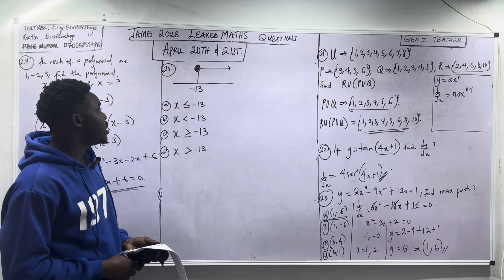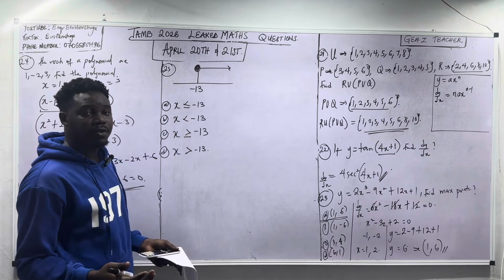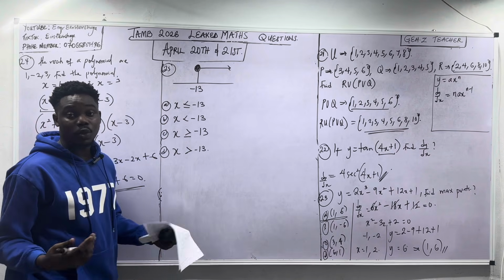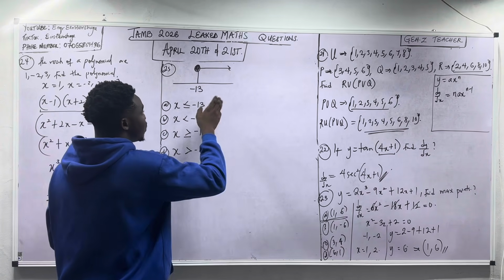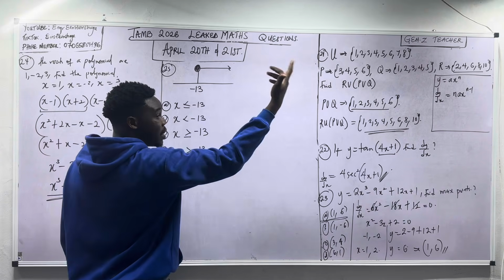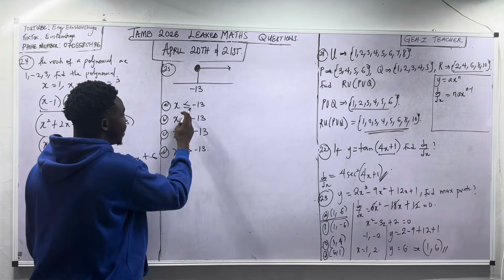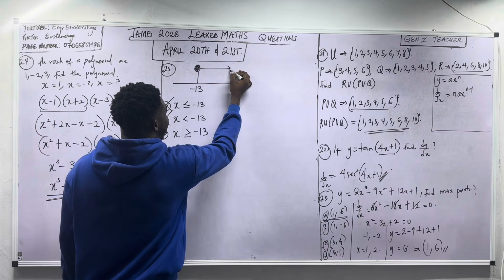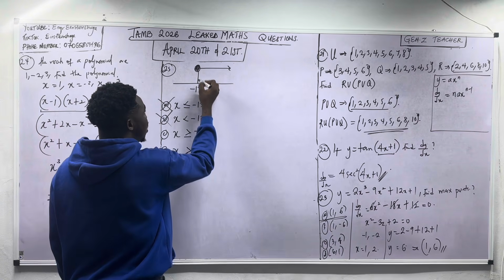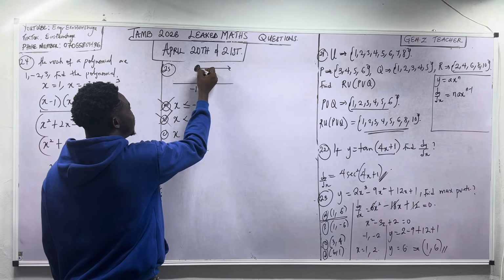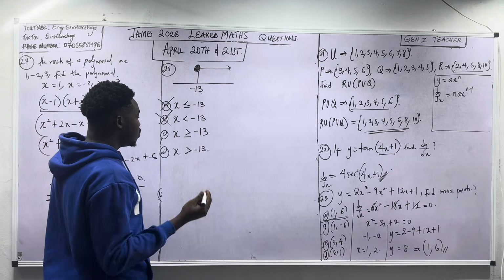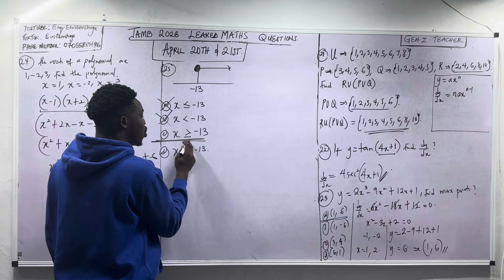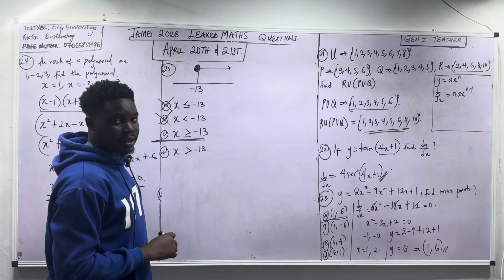Number 25 says, you're given this diagram and you have to find which of these options relates to this diagram. Now, quickly, inequality. If you observe the diagram, it's going towards the right, meaning it's greater than. So all the options with less than are to be whitewashed. Now we are greater than negative 13, but the circle was also dark, meaning it's also equal to. So the answer should be option C, x greater than or equal to negative 13.